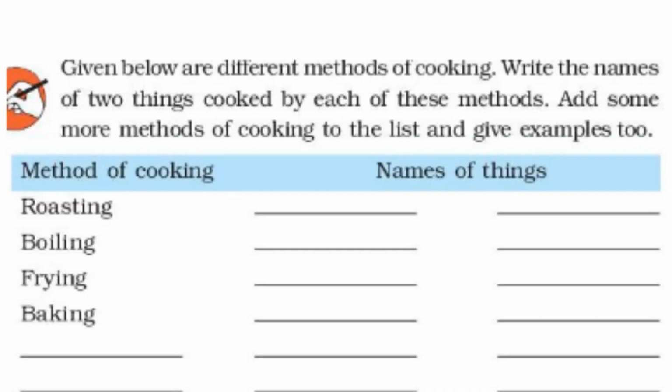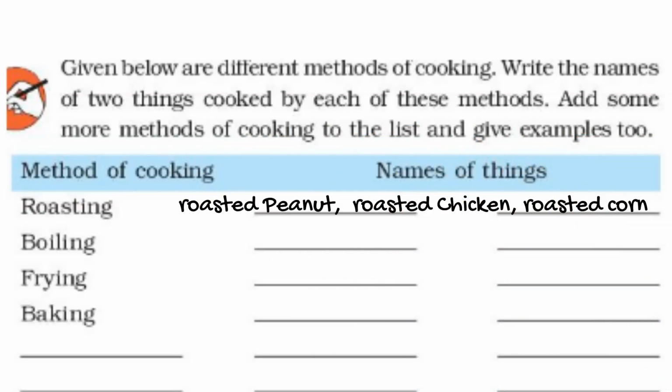All right. Roasted items: roasted peanuts, roasted chicken, roasted corn. Remember, roasting is done on high flame. When there is exposure to actual flames, actual heating flames, that is the process of roasting. It is dry roasting actually. There is no addition of water or sprinkling of water. So it is purely dry roasting, on high flame.